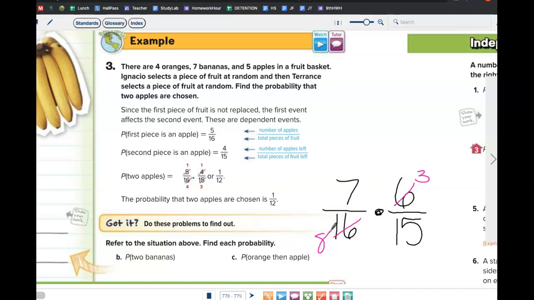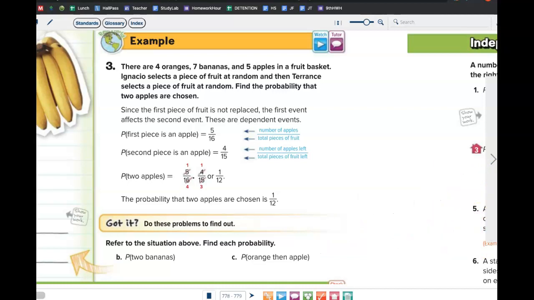And then I can multiply straight across. 7 times, I could cross-reduce here again. So 15 becomes a 5, the 3 becomes a 1. 7 times 1 is 7, 8 times 5 is 40. So my probability of 2 bananas is 7/40.